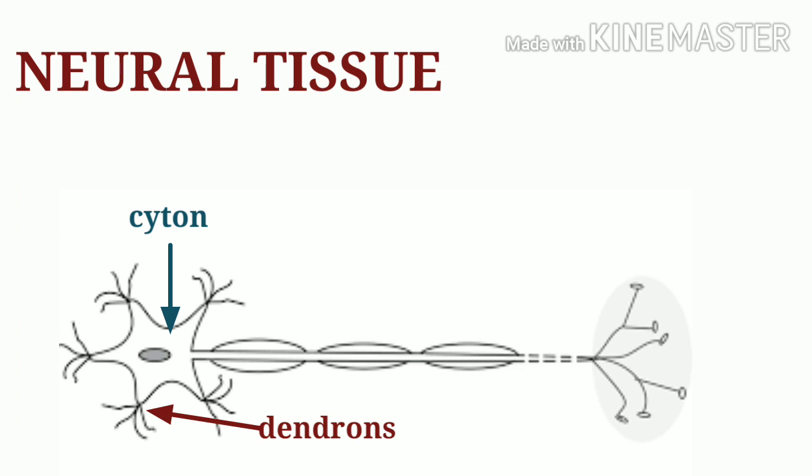One of these becomes long and is called the axon, and it may be as much as 1 meter long or even 3 meters long. Axons bundle together to form a nerve. This tissue is concerned with perception and responses of animals.